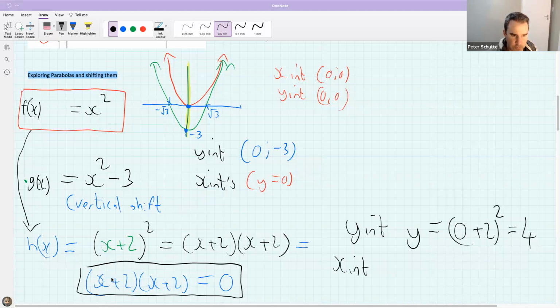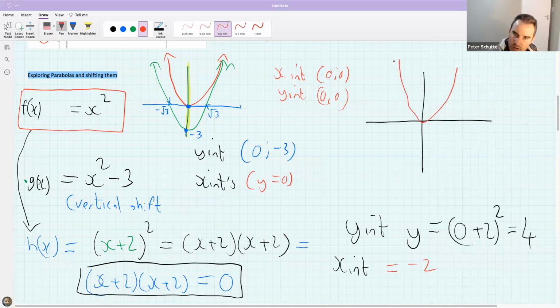Yeah, it's going to be -2, because that's what's going to make this. So my x-intercept is just going to be -2. So let's quickly look and see what this graph would look like. The original graph was y equals x squared. And when I made it +2 here, we found that the new x-intercept was -2. And then the new y-intercept was up here and was a 4.